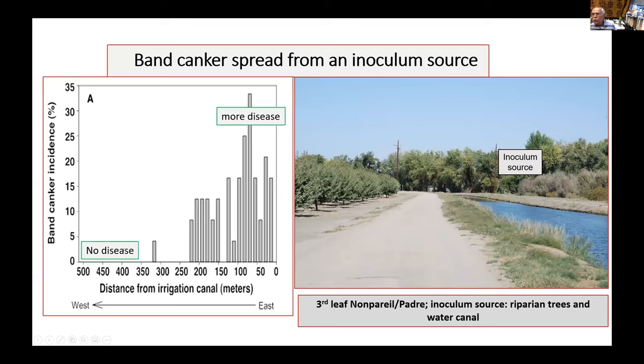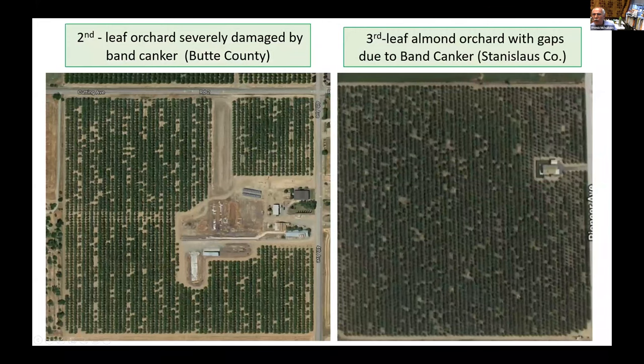So in addition to this type of spread, now we see a different type of spread, a very uniform development of the disease, a pattern that is very uniform throughout the orchard. And this is in very young orchards. This is a second leaf orchard, and this is a third leaf orchard in Stanislaus County and in Butte County.